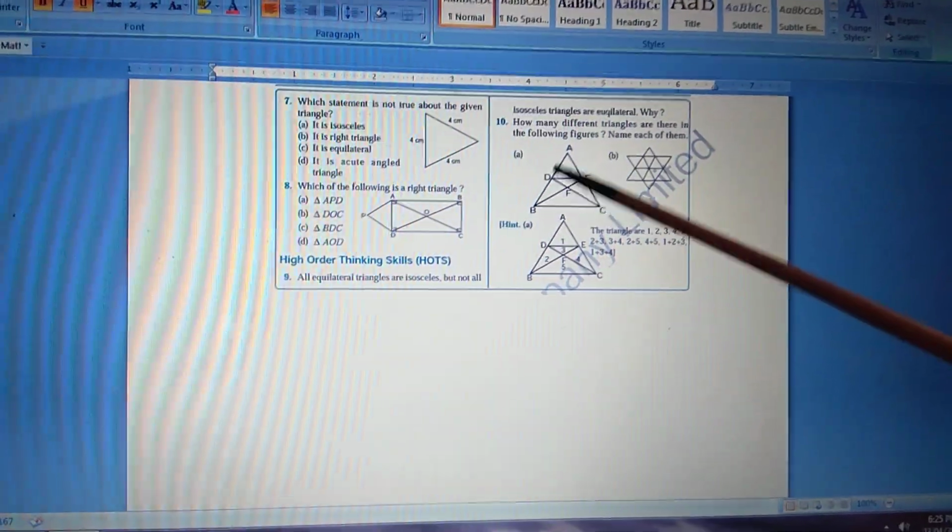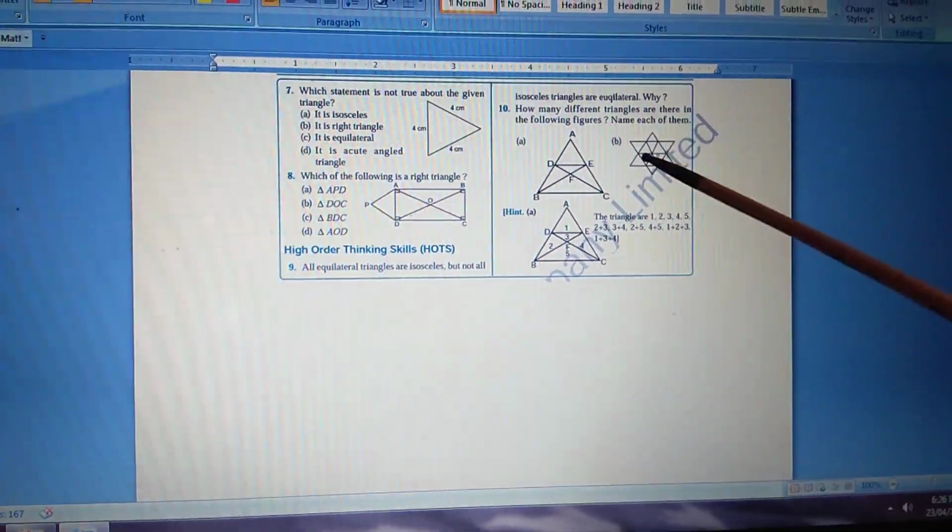How many triangles are there in the given figure? Here 2 figures are there, one is A, one is B. Inside them, how many triangles are there? You need to count and write the answers at the bottom in both cases. So it's almost over. Now we will go to question number 9.